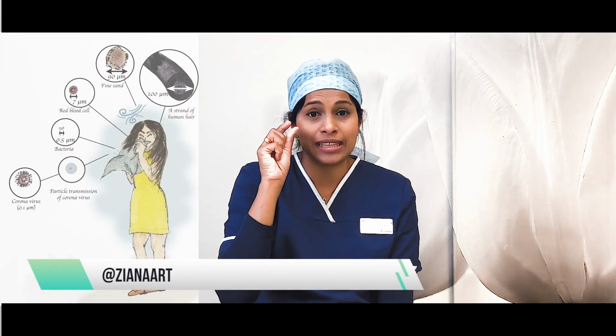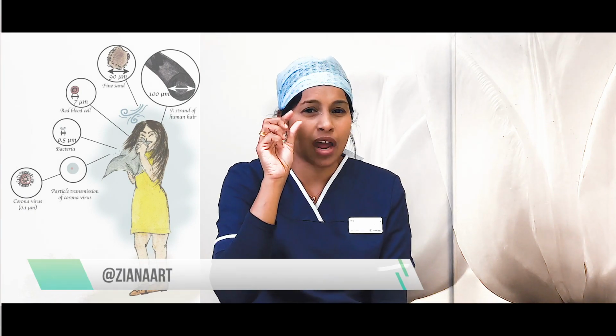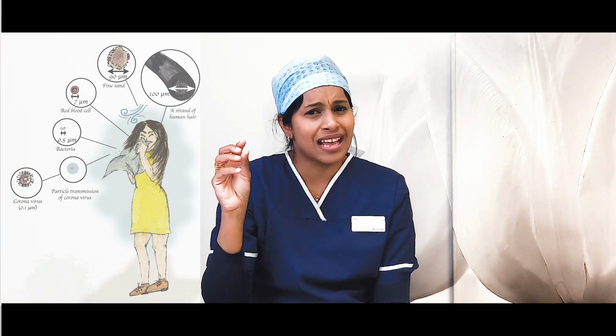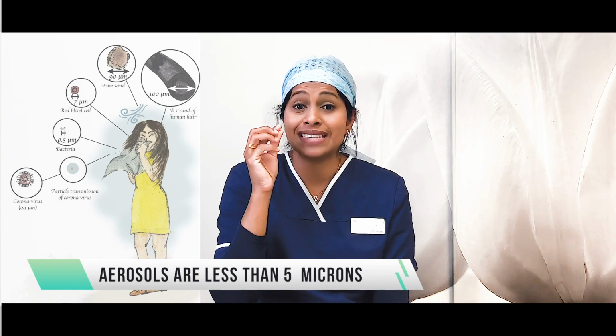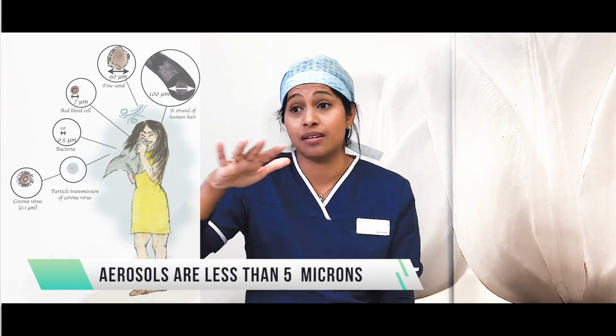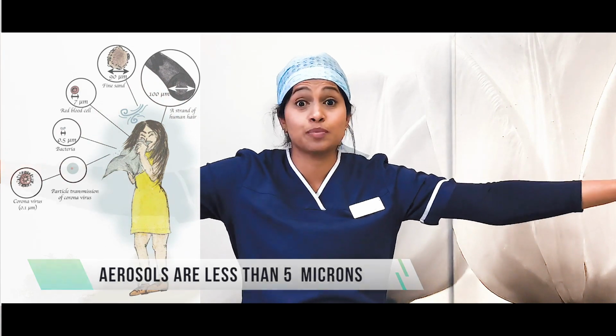If you look at this illustration done for me by Ziana Art, you can see that a hair is about 100 microns. Droplets range from about 100 microns to about 50 microns. Anything up to 5 microns would be considered droplets. Particles less than 5 microns would be considered aerosols, and aerosols can remain suspended in the air, settle anywhere, and travel up to 20 feet.